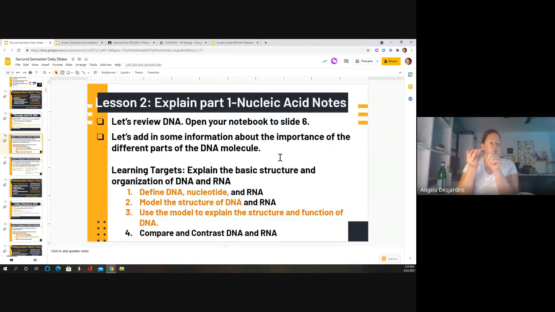Today, you're going to be adding RNA to your vocab list. Yesterday, you modeled the structure of DNA, and today you're going to add in RNA. Then you will use those models to explain the relationship between structure and function for the DNA. And you're going to compare and contrast both DNA and RNA. How are they similar and how are they different?